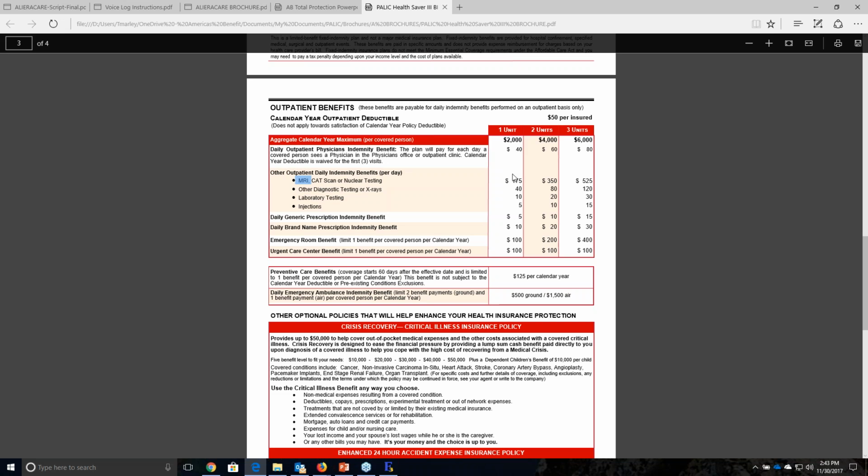Our plan pays $350, so our PPO actually benefits you. But if you shop it out on Prater, you can find that you can get that same MRI done for as little as $350. Mammographies is another big one.